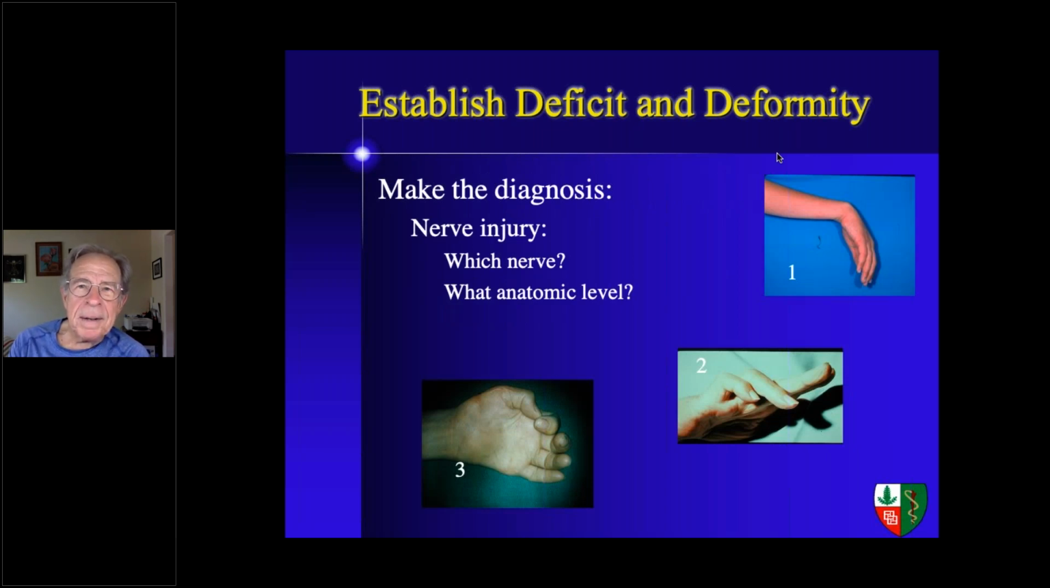Key is establishing the deficit and the deformity. It's more than making the diagnosis, in other words, which nerve is out. So look at these three examples of patients with nerve injuries, 1, 2, and 3, and think in your own mind which nerve is out and which anatomic level.